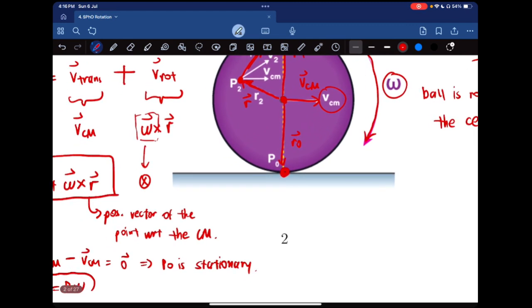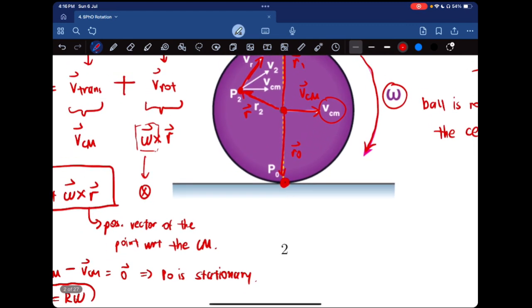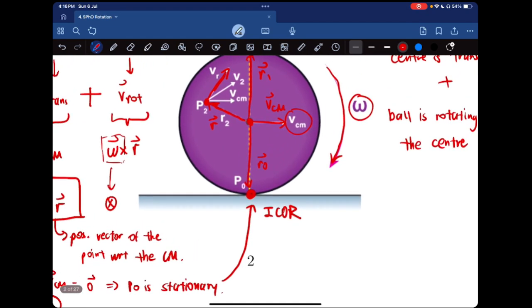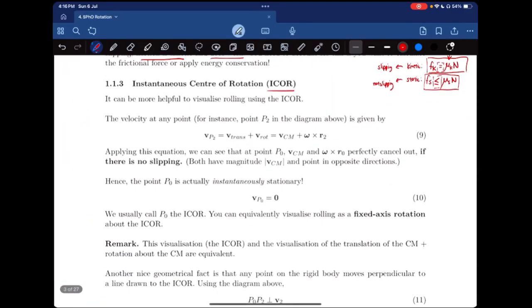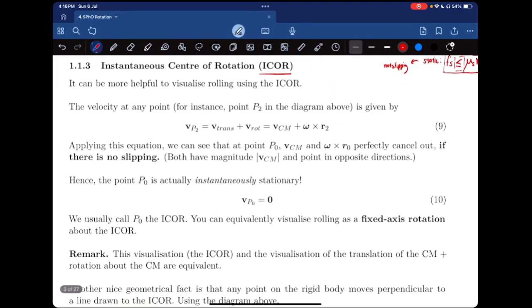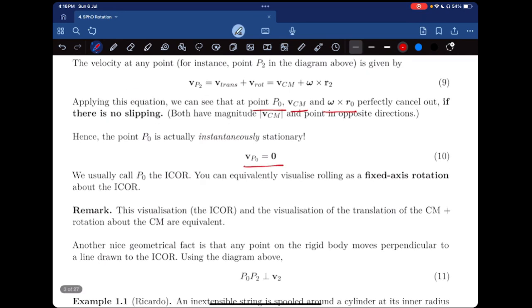So what does this mean? P naught is not moving instantaneously. And that's why we usually call this point the I-core. So in this case, P naught is the I-core of this object. So you can see here, I've done exactly this. At point P naught, VCM and omega cross R naught perfectly cancel out. So VP naught is 0.